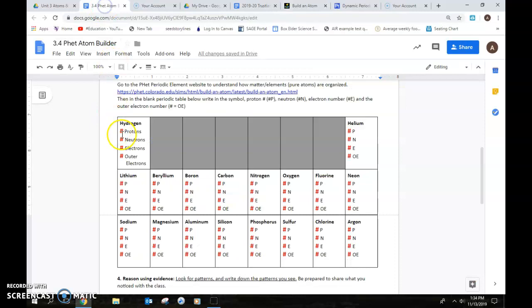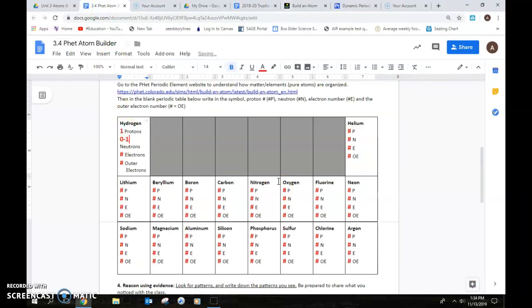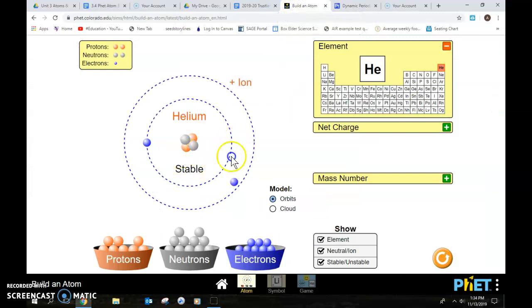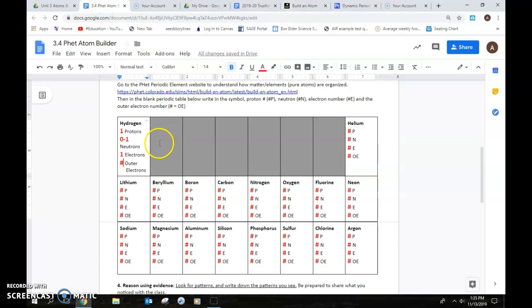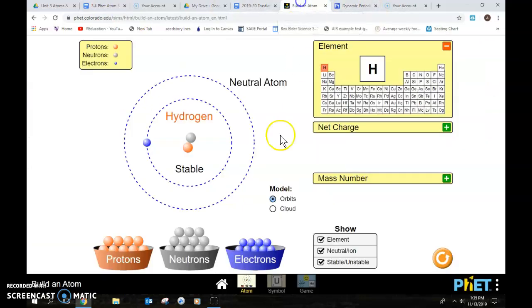So let's go back to our assignment. We learned that hydrogen has 1 proton. It can have 0 to 1 neutrons. It has 1 electron, and then there's this thing called the outer electron. The outer electron is in this outside shell. Let me pull these back out one more time. In this outer electron shell, the most outer electron count is 1. So we have 1 outer electron. When we come back and build up our helium, now we have 2 outer electrons, 2 protons, 2 neutrons, and it's stable.